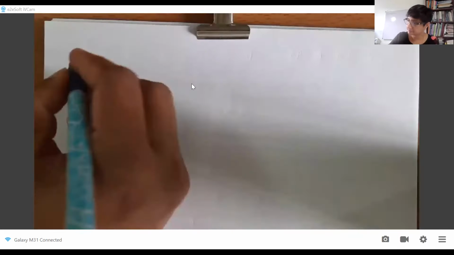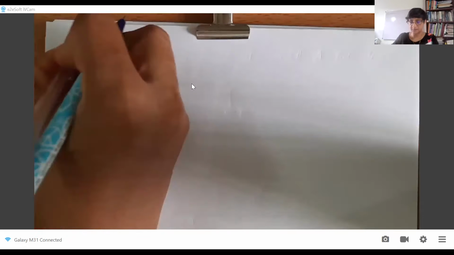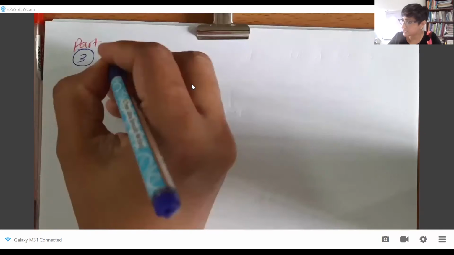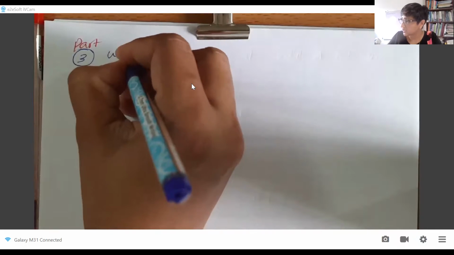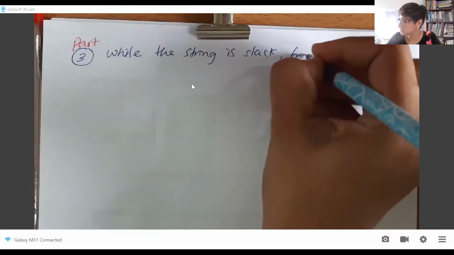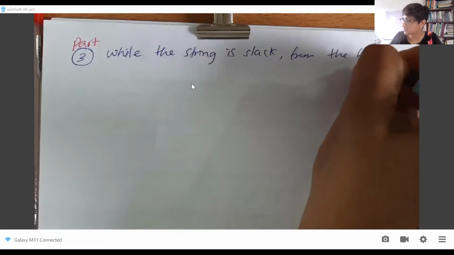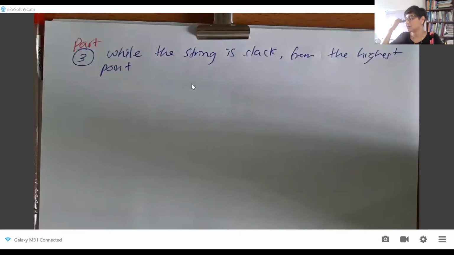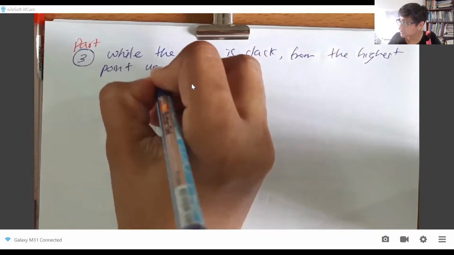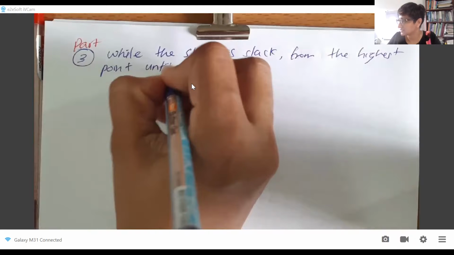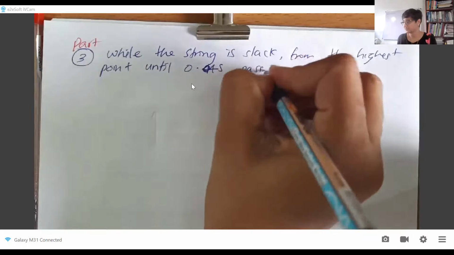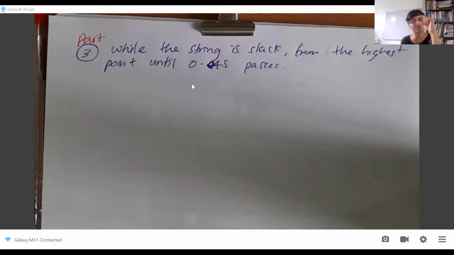Part 3. What's happening in part 3? All this is happening while the string is slack. From the highest point until 0.04 seconds passes, during that time I want to find the distance. So I'm only considering that little section of the motion. See how we take only a piece of the motion?